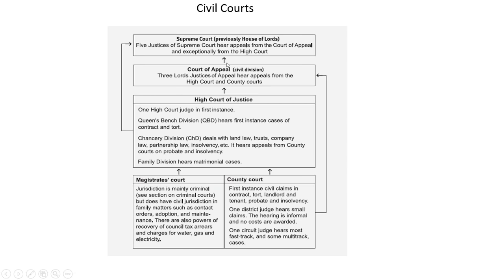So the Court of Appeal hears appeals from two courts: the High Court of Justice and the County Court. The three Lord Justices of Appeal hear appeals from the High Court and County Court. You cannot take a case directly to the Court of Appeal or Supreme Court. For a case to be heard there, it should first have been heard by the County Court or High Court of Justice. So first the cases are heard by the High Court of Justice or County Court, then you can take your appeals to the Court of Appeal.